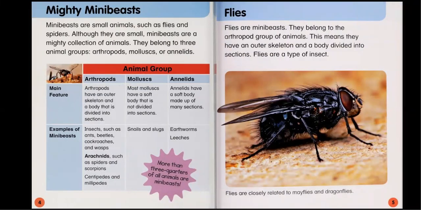Mini beasts are small animals like flies and spiders. Although they're small, mini beasts are a mighty collection of animals. They belong in three animal groups: arthropods, mollusks, and annelids. Flies belong to an arthropod group of animals. This means they have an outer skeleton and a body divided into sections. Flies are a type of insect. Flies are closely related to mayflies and dragonflies.